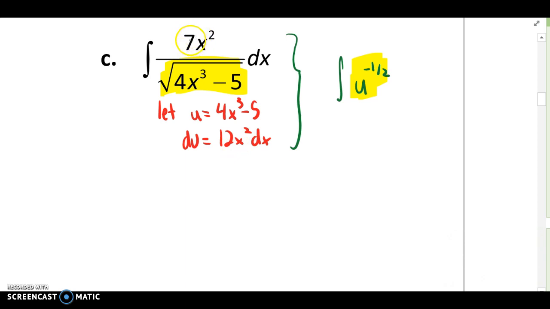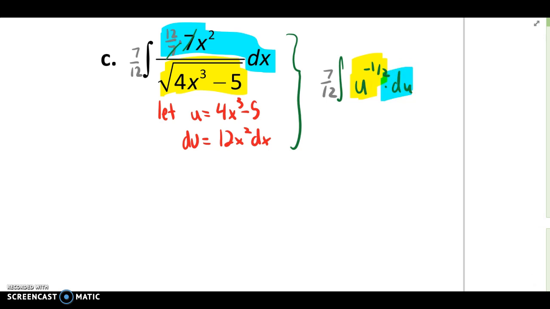So what do we do with the 7 to turn it into a 12? Well, we multiply it by 12/7. 12/7 times 7 is 12. But because we multiplied the inside by 12/7, we're going to multiply the outside by 7/12. And now, this whole part of it that I have highlighted in blue, cross off those 7's, that 12x squared dx, we can call that du.